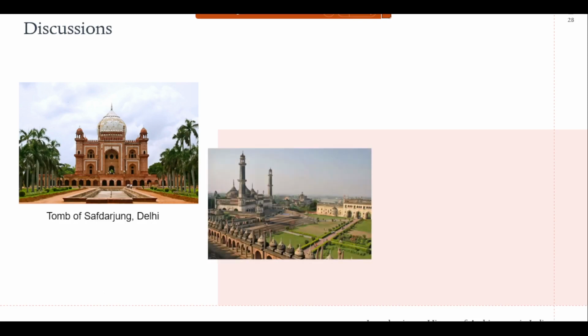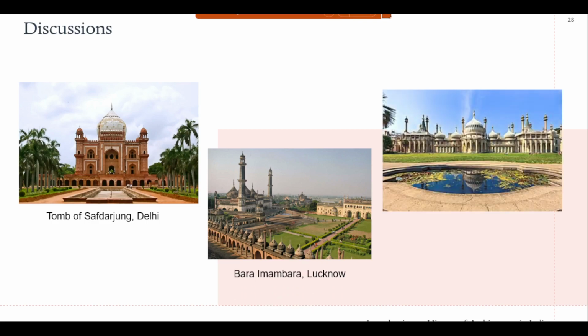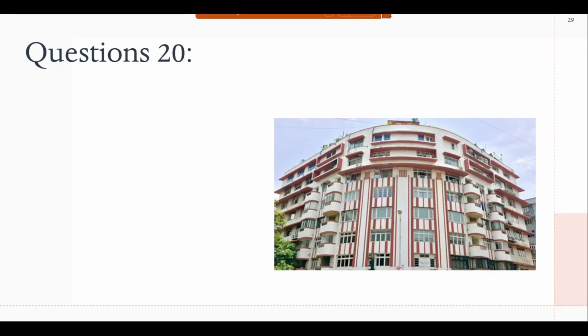What about this? Barai Mambara. Where is it located? Lucknow. Okay, this one. This is Brighton Palace, the Royal Pavilion. Yeah, Royal Pavilion in Brighton.